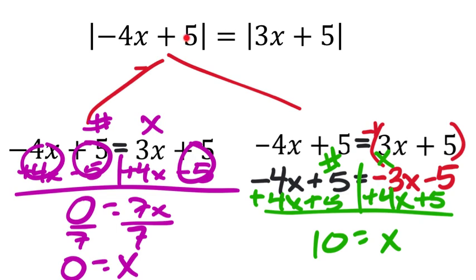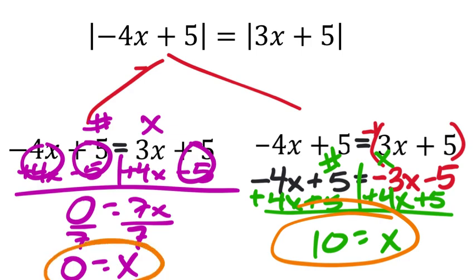Negative 40 plus 5 would be negative 35. And then 30 plus 5 would be 35. Now they're opposites, but after you take the absolute values of those, they're going to be positive. And so that checks out. We end up with these two answers. x is 10, but x could also equal 0.